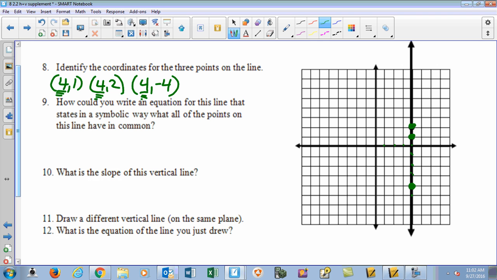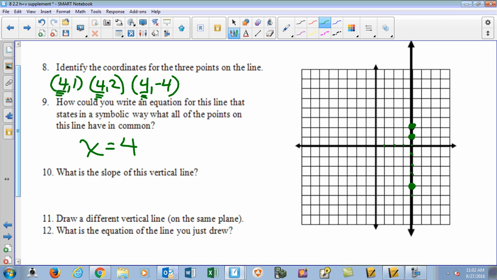But it can't be the same line, right? Because they're not going the same direction. So what do you think we could write for this one? Brett? There's no y. X equals 4. Because all the x points are at 4. Just like we did the horizontal ones, all the y points equal whatever. Same thing with the vertical lines. This is an equation for a vertical line. And all this tells you is all the x points are at 4. It doesn't matter what y is.